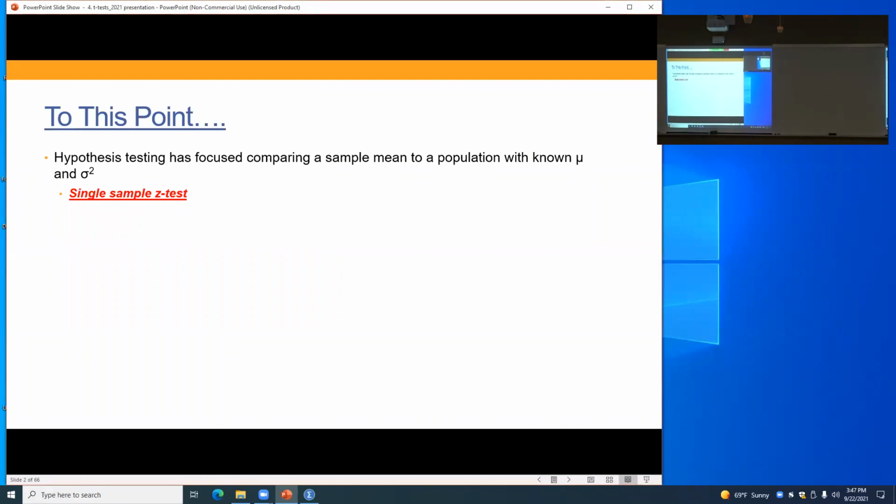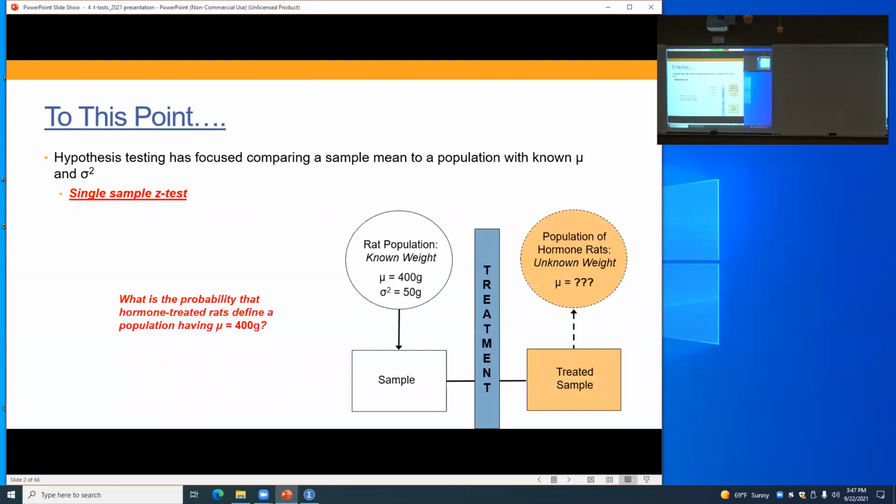Up to this point, we've focused on hypothesis testing where we've got a sample mean, comparing that to a population mean with a known mean and variance. This is our single sample Z test, right? In our basic demo, we've worked with a sample of treated rats, and we know that the normative population of rats has a mean weight of 400 grams and a variance of 50 grams.